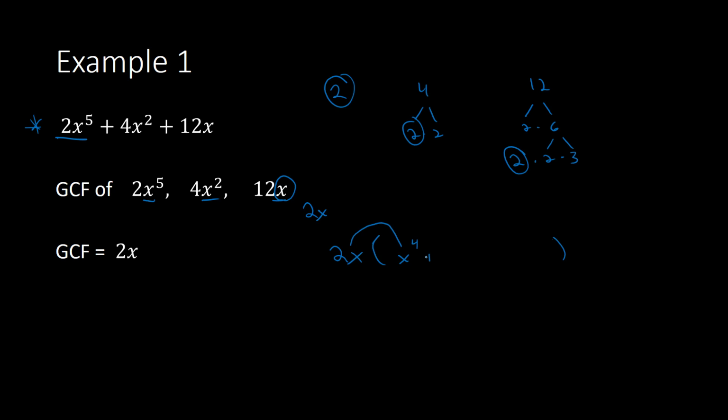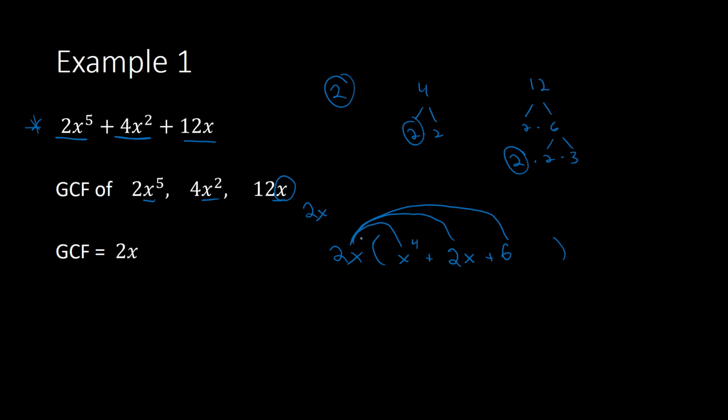And then plus, we need to ask ourselves, what do we need to multiply 2x by? 2x times what would give you the 4x squared? Well, 2 times a 2 would give you the 4. And then to get x squared, we need to take the x times it by another x. So 2x times 2x would give you 4x squared. And then we ask ourselves, what do we need to multiply by to get to this last term of 12x? Well, 2 times what would give me 12? Well, that would be 6.